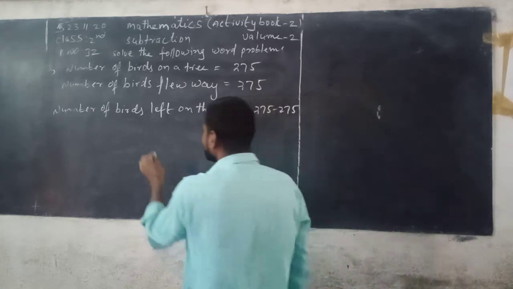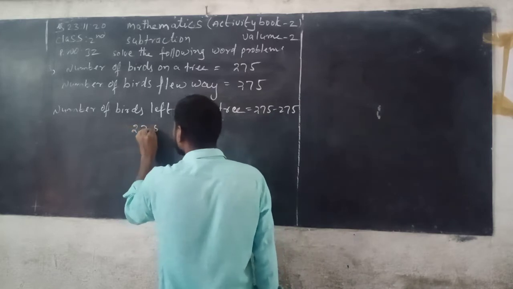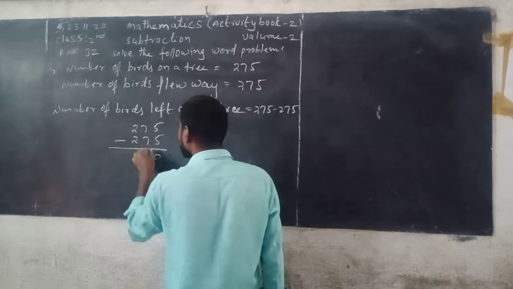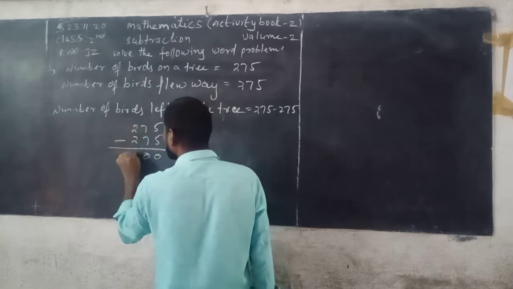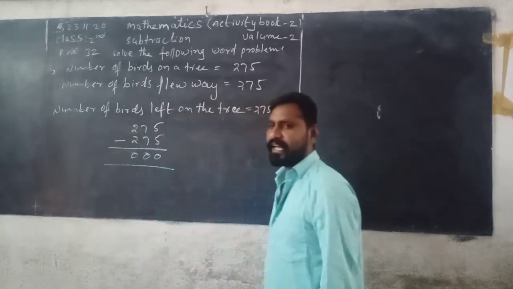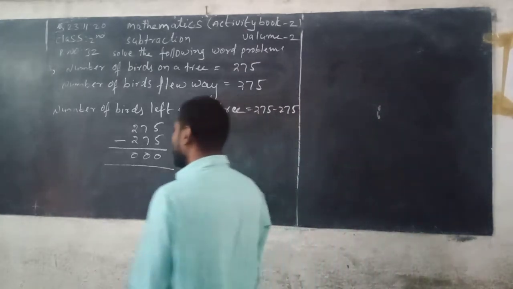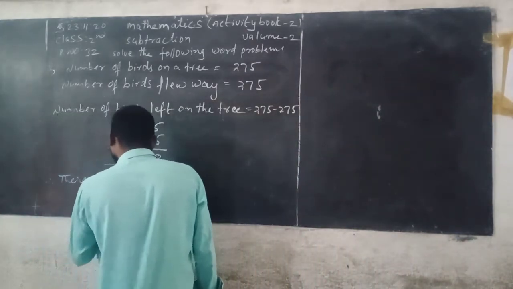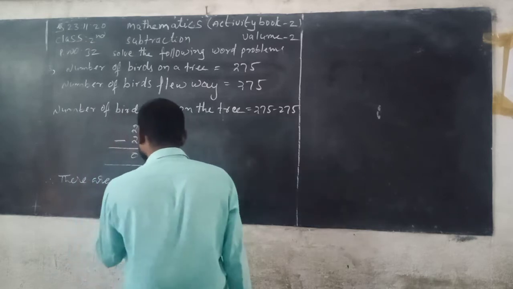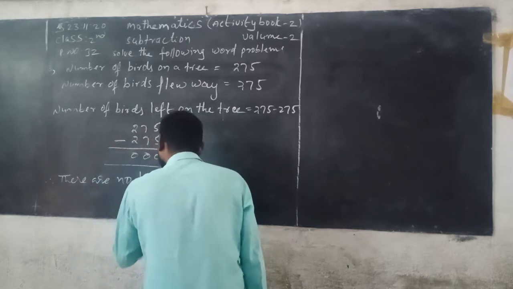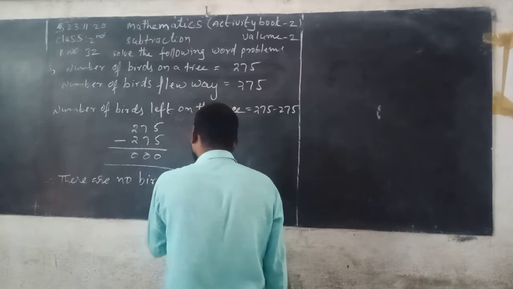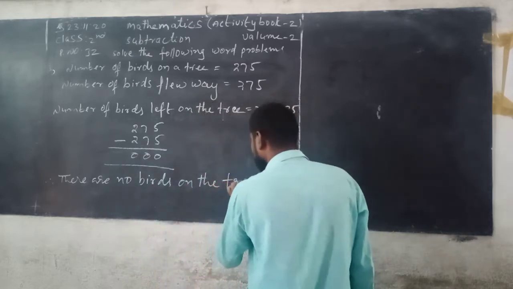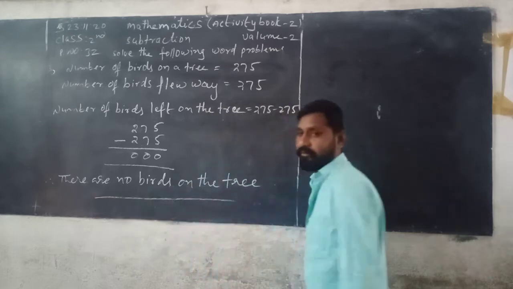See here, 275 minus 275. 5 minus 5, 0. 7 minus 7, 0. 2 minus 2, 0. How many birds are there? There are no birds on the tree. Write down: there are no birds on the tree. Write down everybody.